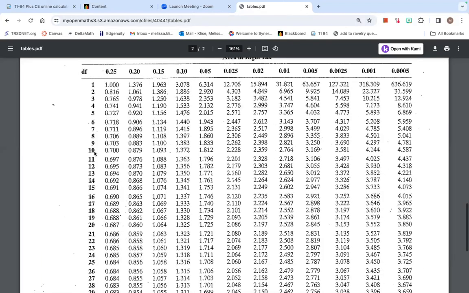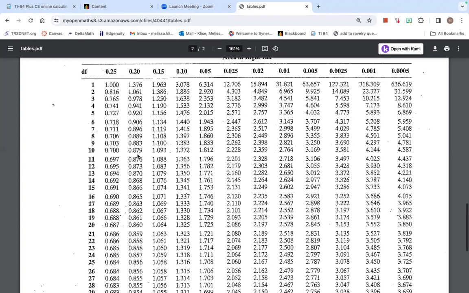Okay, so we have our degrees of freedom 10 right here, and then go over to our 0.2, which is the area we're looking for. So our T value for 10 degrees of freedom with an alpha of 0.2 is 0.879. This only gives me the area to the right of that. I didn't cut it in half, it just gives me the area to the right. So that's 0.879 right there.